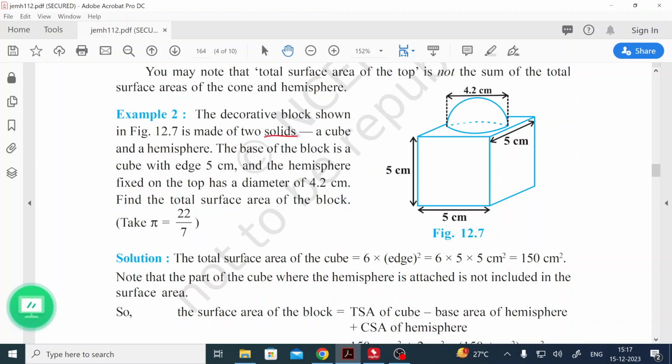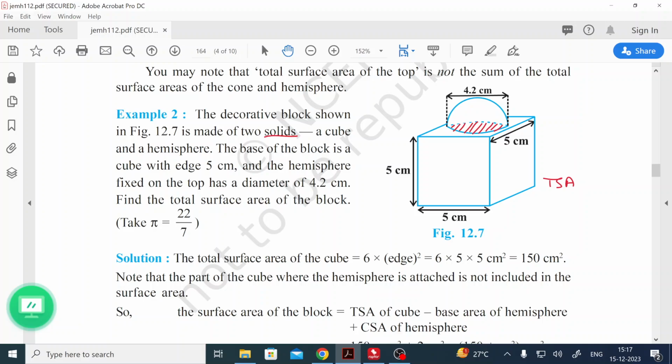Now see, I can see the bottom, I can see the top, and I can see all the 4 sides. So definitely the total surface area is visible. Am I right? But in the total surface area, something is hidden. Not the full part, some part is hidden. How much part is hidden? This much part is hidden by the hemisphere. Am I right?